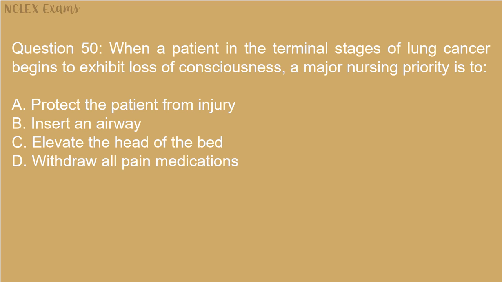Question 50. When a patient in the terminal stages of lung cancer begins to exhibit loss of consciousness, a major nursing priority is to A. Protect the patient from injury. B. Insert an airway. C. Elevate the head of the bed. D. Withdraw all pain medications.